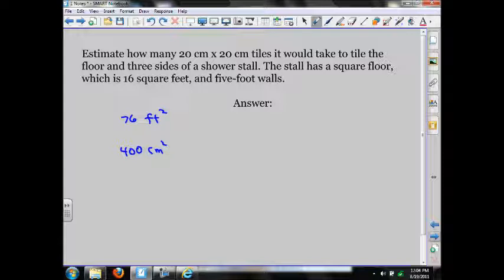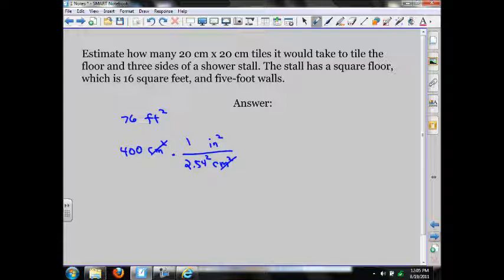The problem is the units aren't the same, right? So the easiest way to do it is to convert units, to change either this to square feet or that to square centimeters, either one. For square centimeters, the best way is to change it to square inches. We said there are 2.54 centimeters in 1 inch. So since it's square centimeters, we square it. That'll tell us square inches.